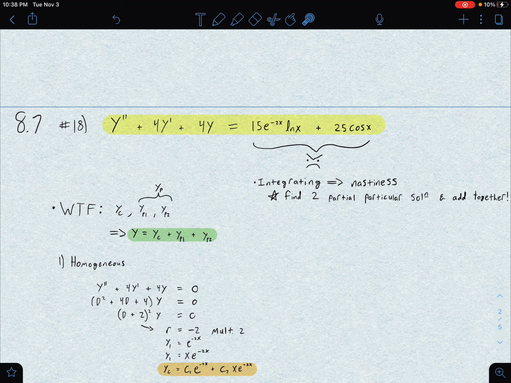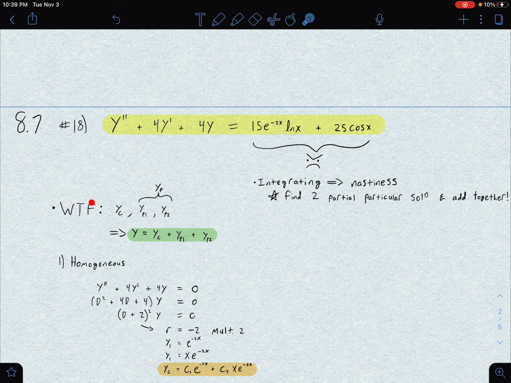But the textbook has a theorem in it that says that we can find two partial particular solutions and add them together to make one particular solution. Now, one part of our particular solution is going to be involving this 15e to the negative 2x times natural log of x. And our other part of our particular solution will be involving this 25 cosine x, because those are way easier to solve individually.